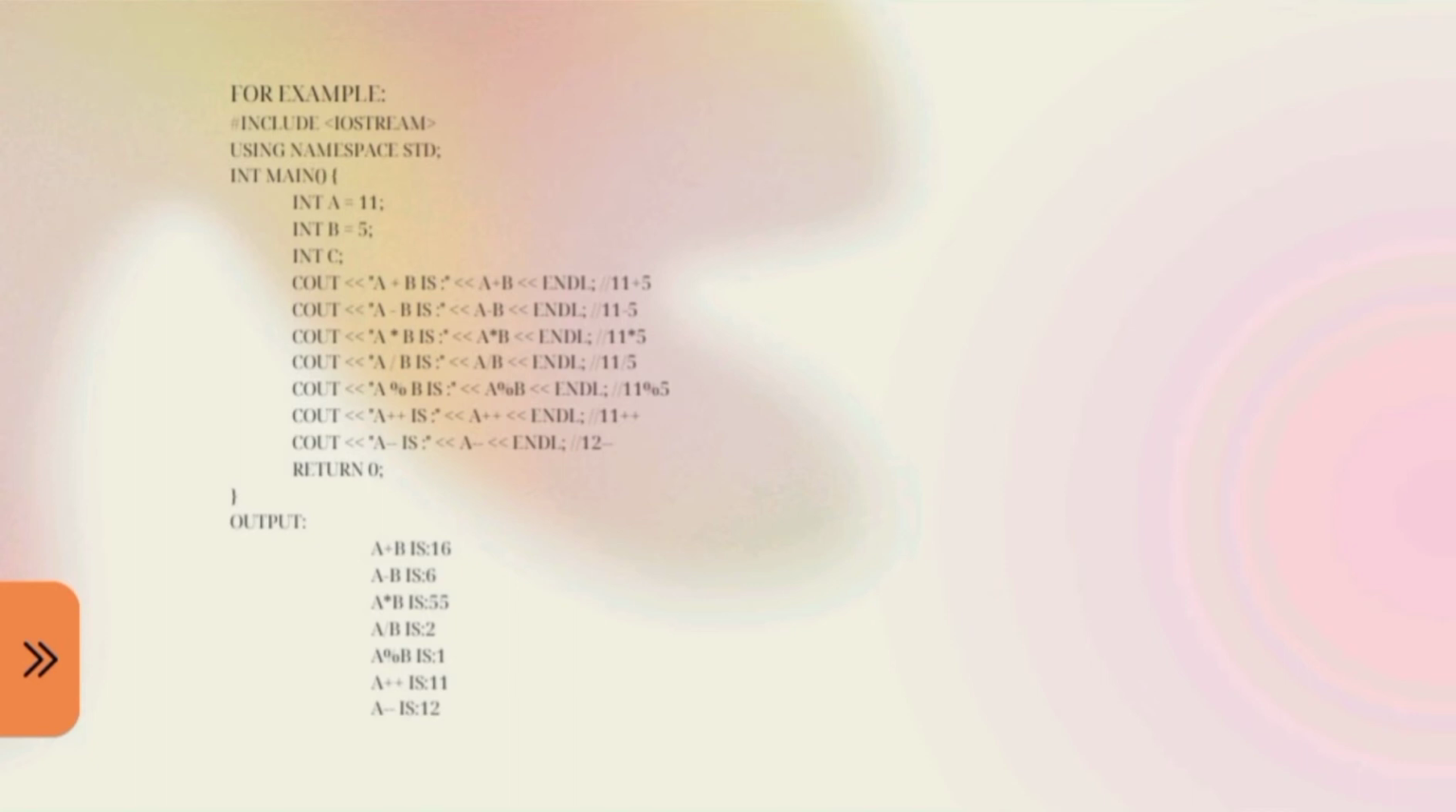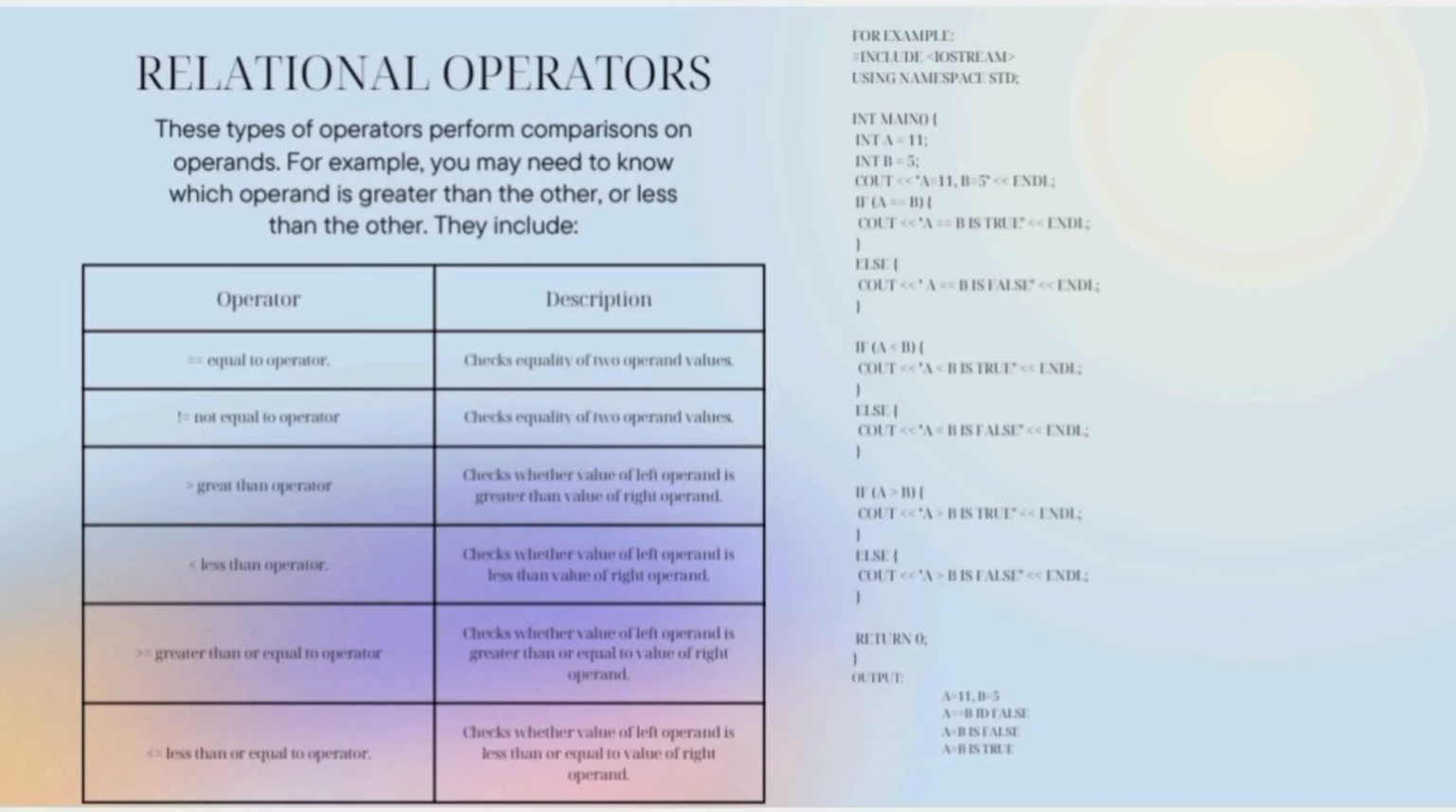Output: a + b is 16, a - b is 6, a * b is 55, a / b is 2, a % b is 1, a++ is 11, a is 12. Relational operators. These types of operators perform comparisons on operands. For example, you may need to know which operand is greater than the other, or less than the other.